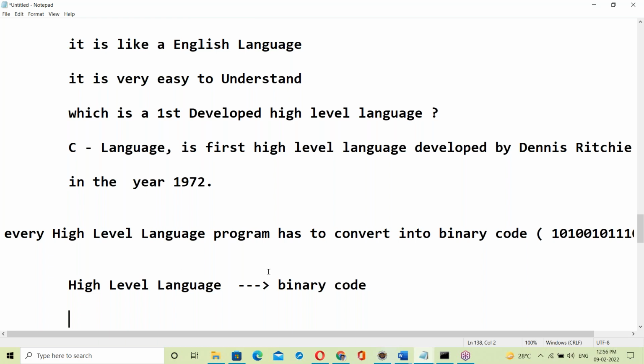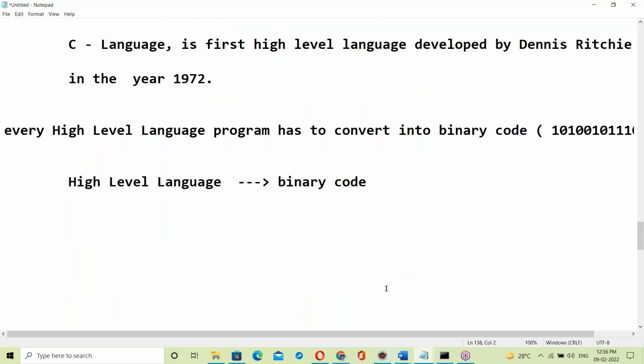Which one will convert? Who will convert? Which one will convert from high level language to binary code? Not JVM.